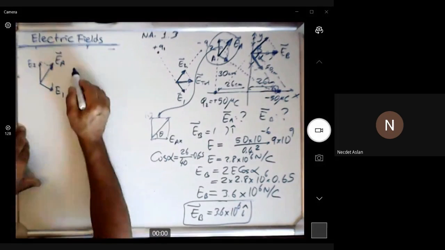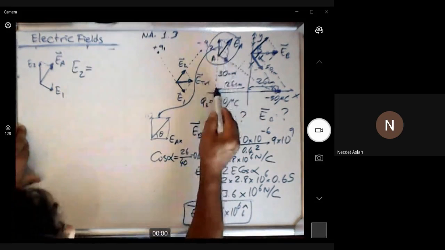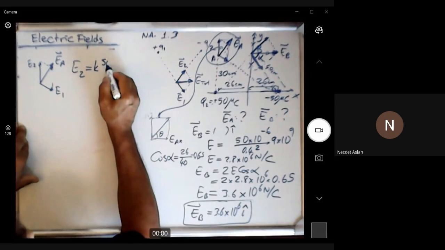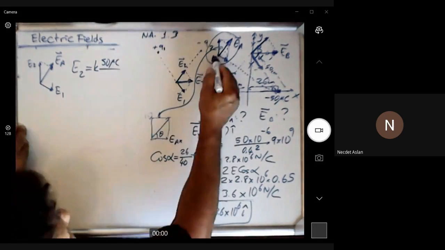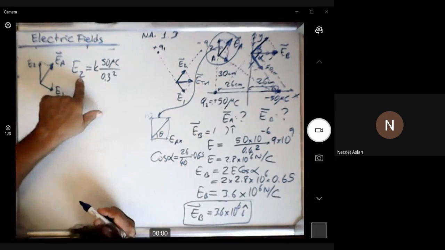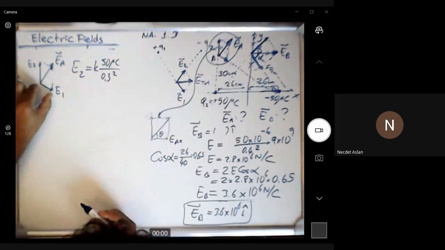First of all, what is E2? E2 is the electric field due to this charge. So it's K times 50 microcoulomb divided by the distance squared, where the distance is 0.3. Okay, so E2 is given by this. What about E1?